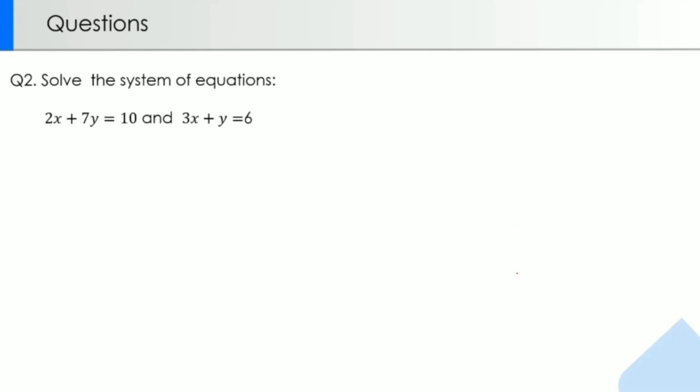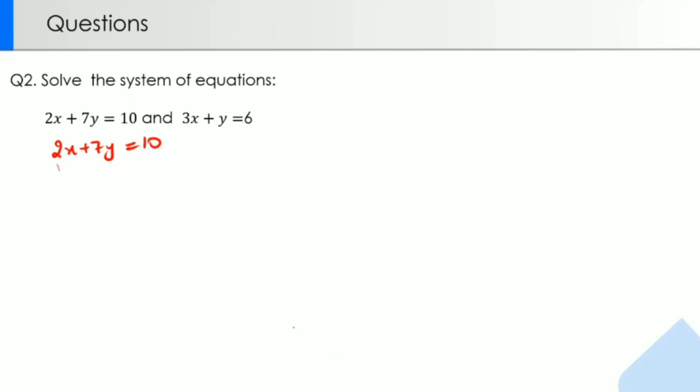Next, you have 2x plus 7y equals 10 and 3x plus y equals 6. Let us again use the same method. The first equation is 2x plus 7y equals 10. Either we can have the value of y in terms of x, or we can have x in terms of y.